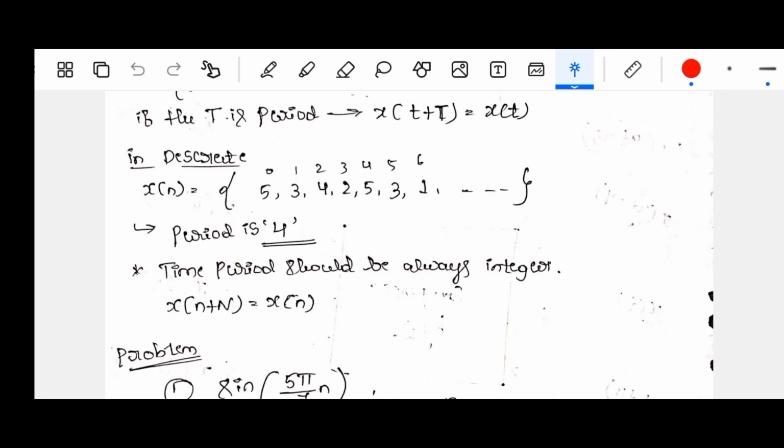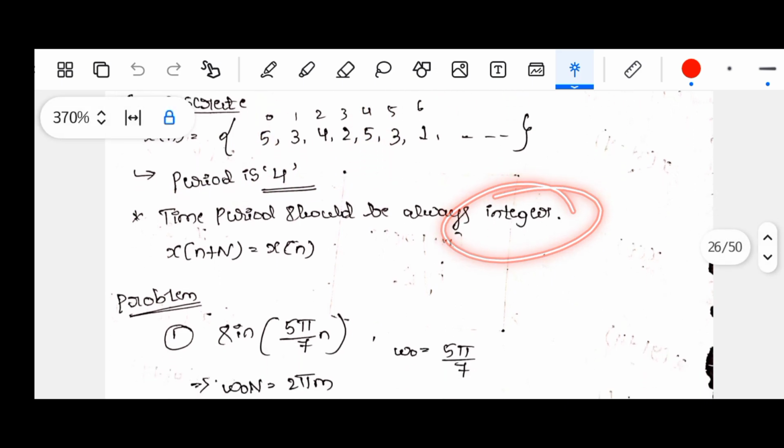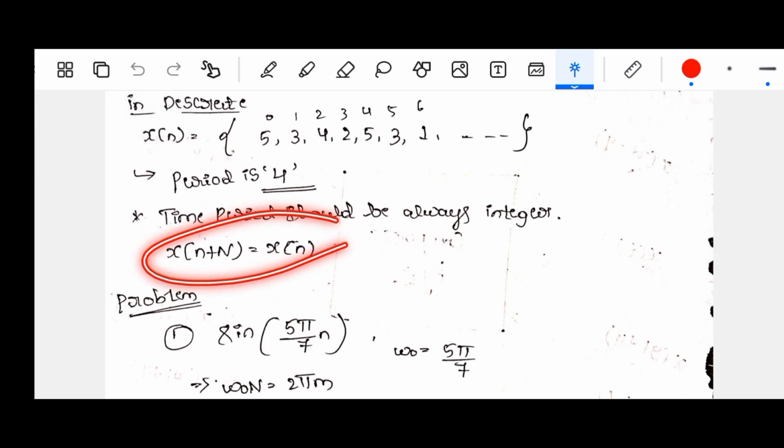At 4, it is repeating. 5 is repeating here, at the value of 4. So the period is 4. The time period will always be an integer: x of n plus N is equal to x of n.